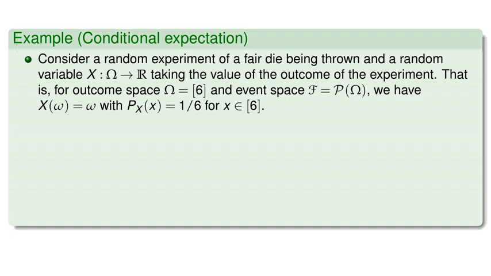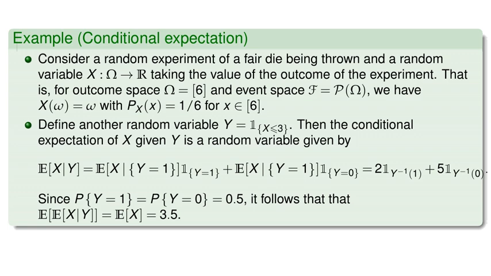Let's look at another example for conditional expectation. Consider a fair die roll and let x be the random variable representing the outcome. Omega is 1 to 6, script f is the power set, and x of omega is omega. The probability p sub x of x is 1/6 for x from 1 to 6.